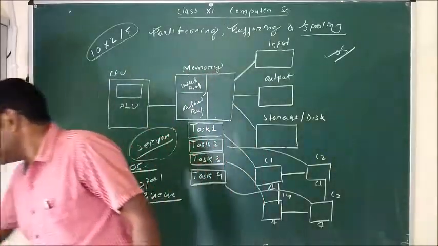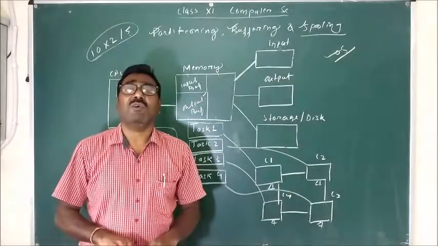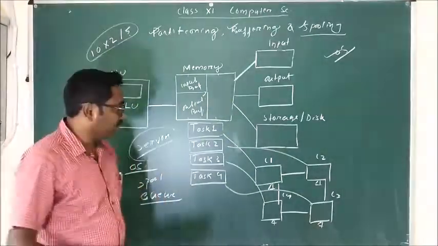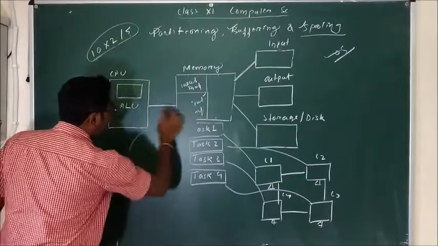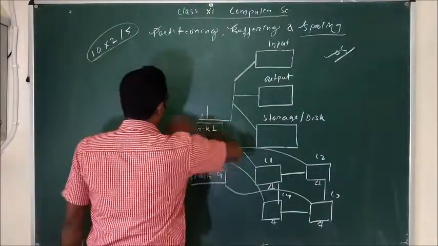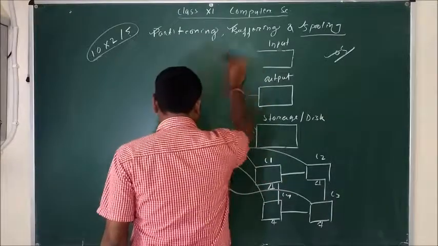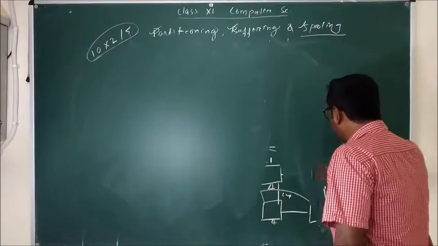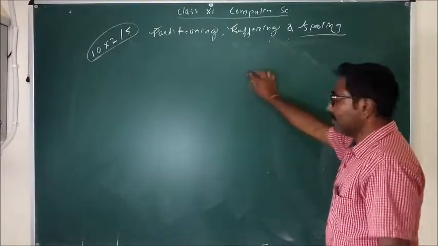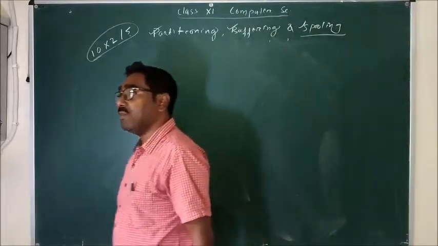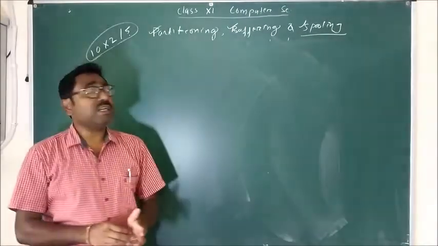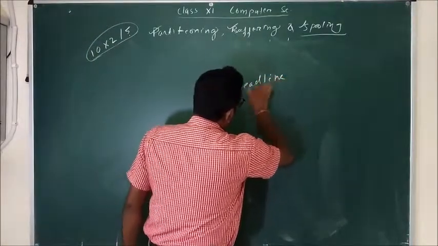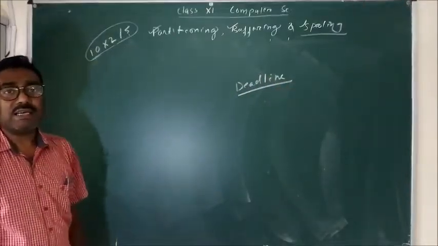One more doubt you have, that is the real-time operating system. As I told you, a real-time operating system is an operating system for robots, or a robotic operating system, in which the commands must be executed in a specific period of time. That period of time is known as a deadline.